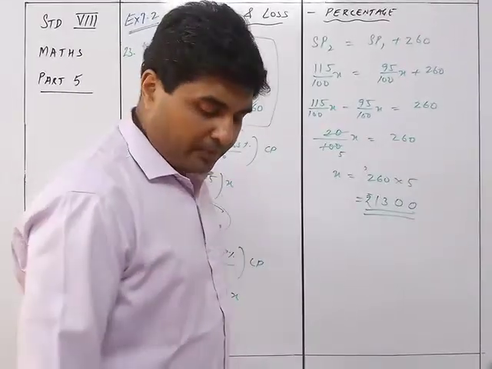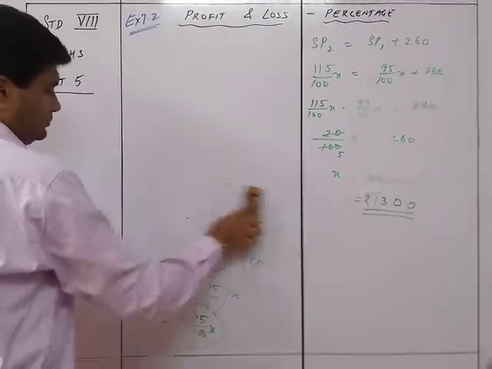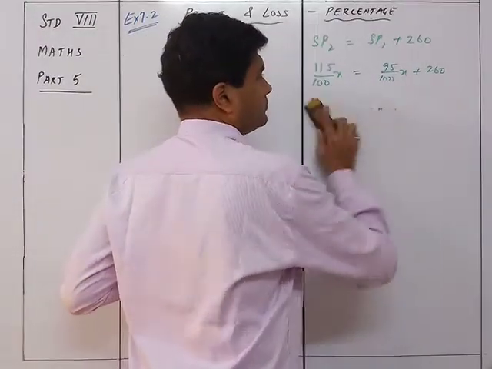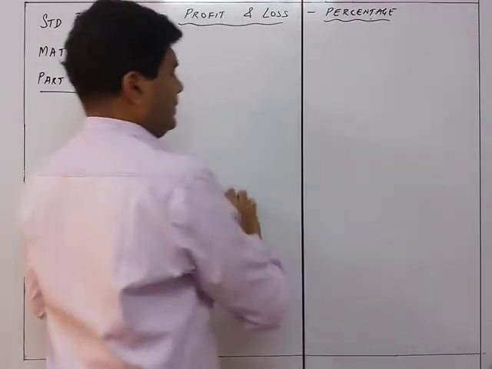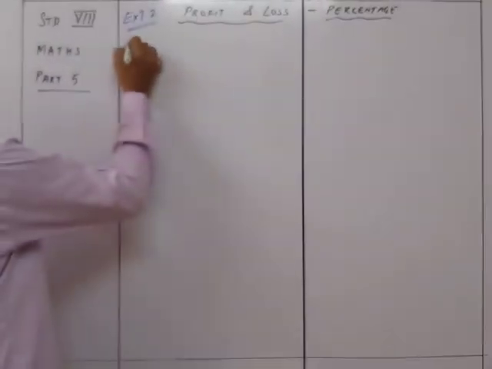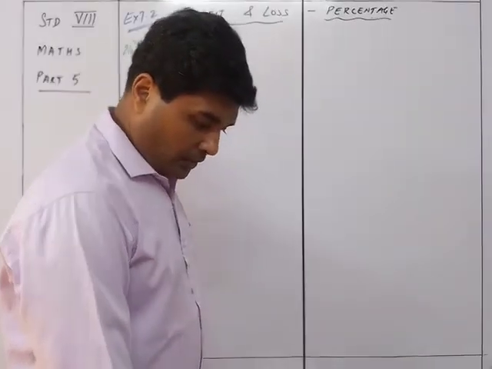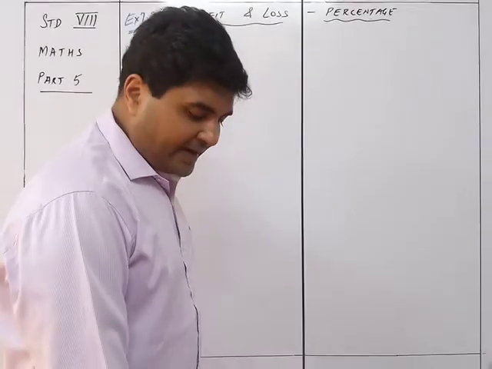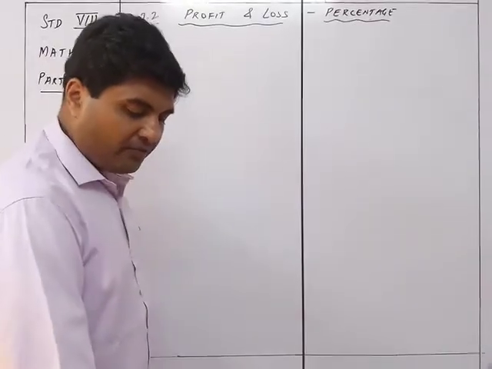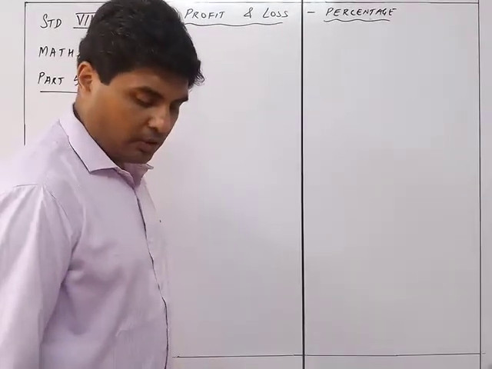Okay, we come to the last sum, that is sum number 24. Janki sold her leather purse at 8% loss. If she had sold it for 150 more, she would have made 12% profit. So same sum, exactly identical sum. So you can directly do it.